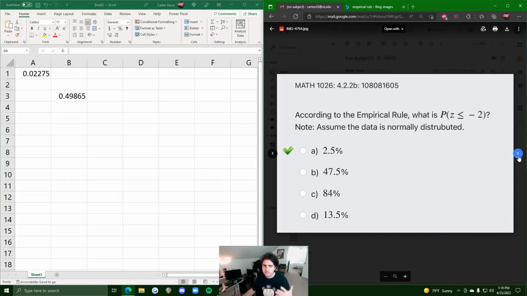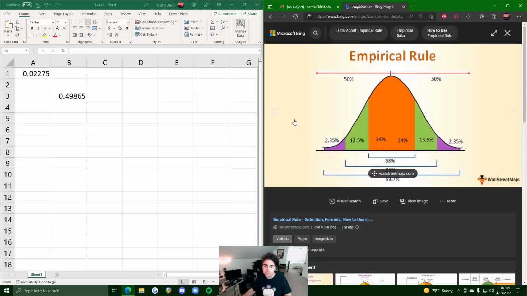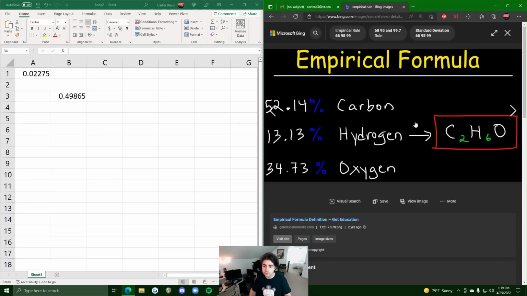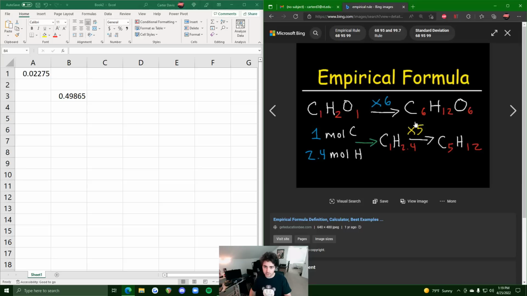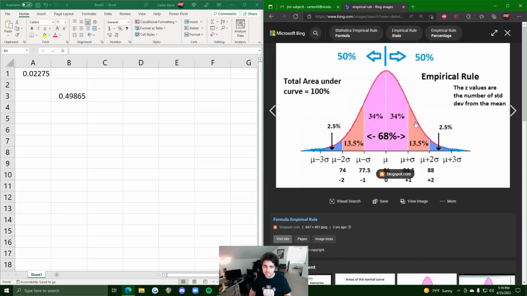So I hope this helped. I felt like I was stumbling over my words a little bit, but I hope this is enough to get you through this problem. And hopefully the visual makes sense. Maybe not the best visual in the world, but feel free to Google empirical rule and find whichever visual you prefer regarding this material.